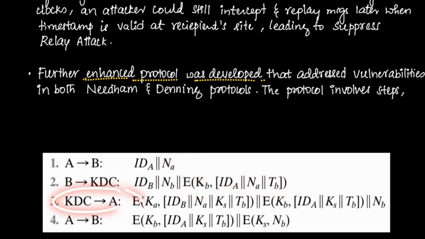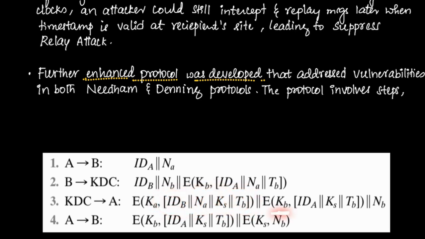Next, the KDC will forward the message to Alice. The KDC will generate a session key KS, sorry, for Alice and Bob to use, and respond with two parts. First part is with KA. This is encrypted with Alice's secret key KA, which will have Bob's identifier and Alice's nonce. This is for verification purposes. Then the session key which is generated, and Bob's timestamp.